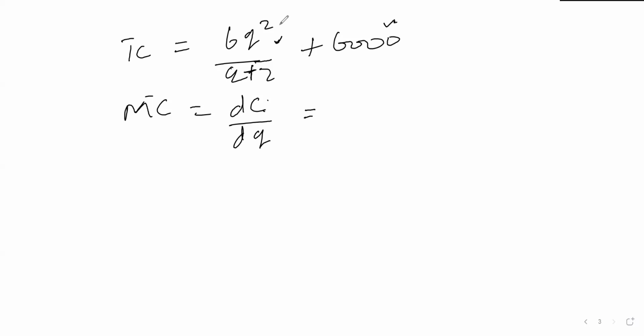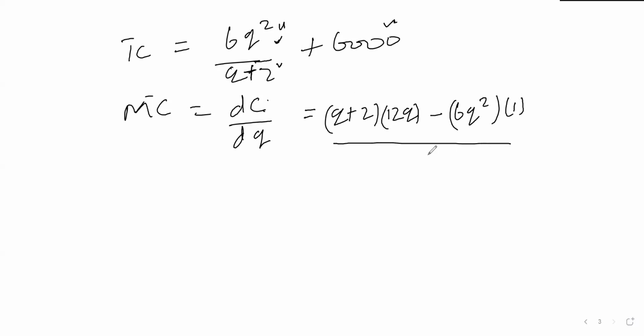So on this term, this is my U and this is my V, basically. It's keep V the same, differentiate U, we get 12Q, minus keep U the same, differentiate V, we get 1, over the square of V, (Q plus 2) all squared, plus the derivative of 6,000, which is a constant, so its derivative will be 0. And that's my marginal cost, basically. As I said, you don't necessarily need to simplify it further than this.